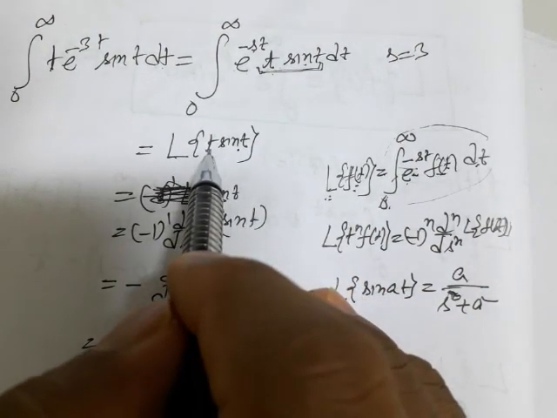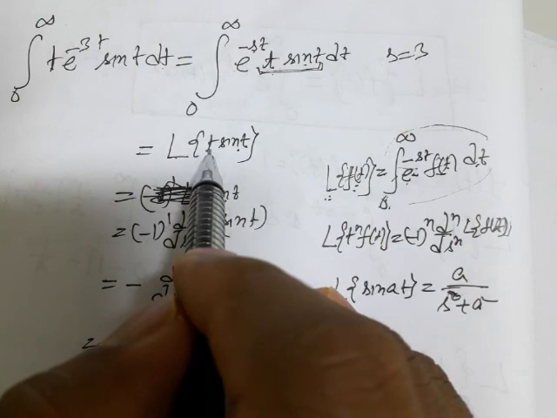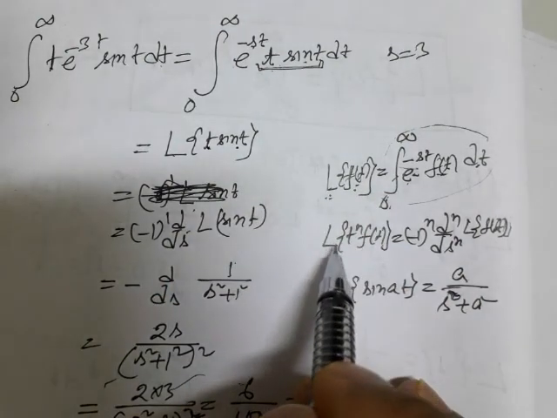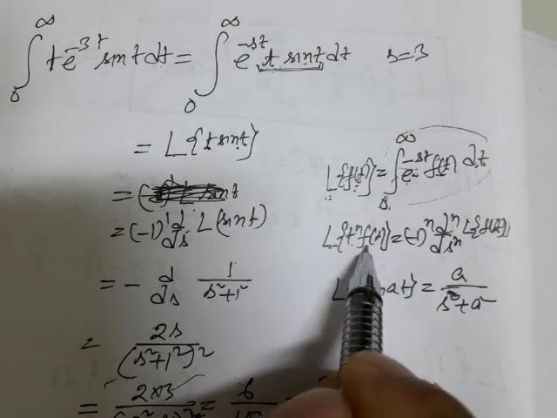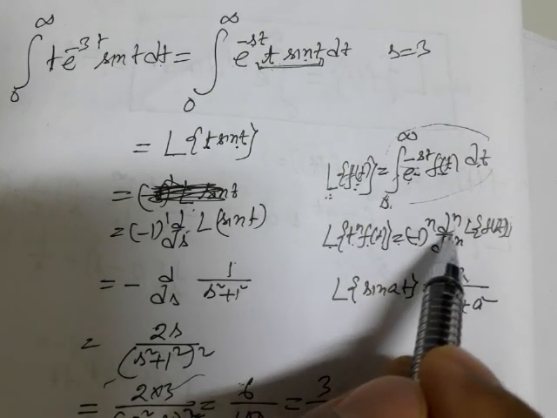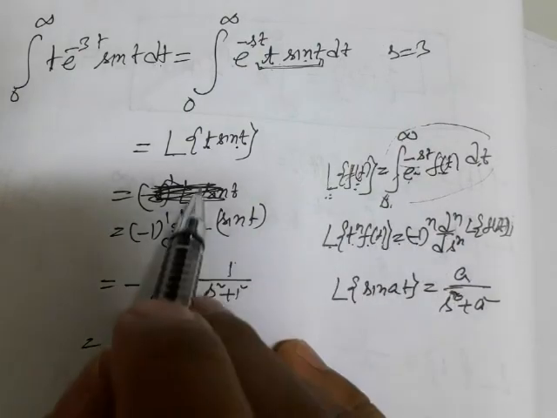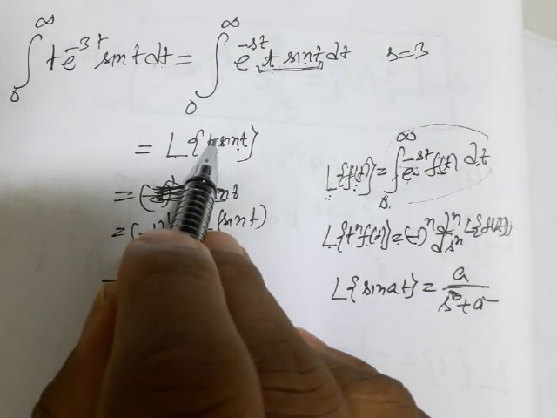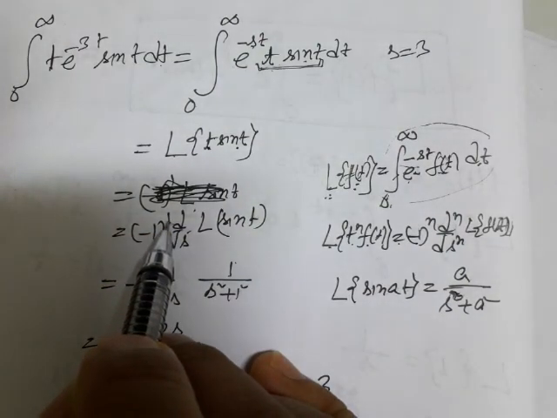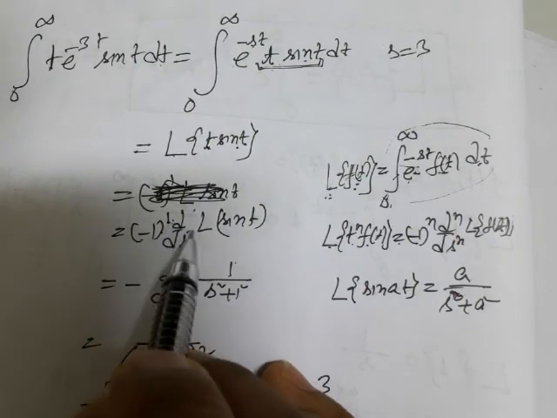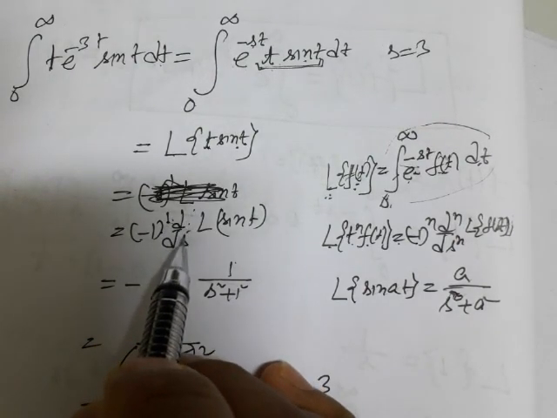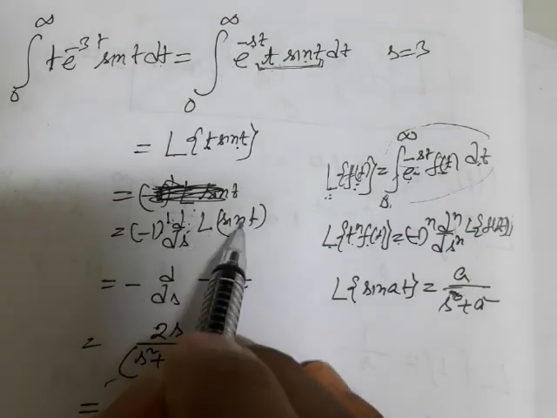Now it is the formula for multiplication by t. What is the formula for multiplication by t? L of t to the power n f of t equals minus 1 to the power n, d^n by ds^n, of L of f of t. So what is the power of t here? The power of t is 1. So minus 1 to the power 1, the first derivative, of L of sin t.